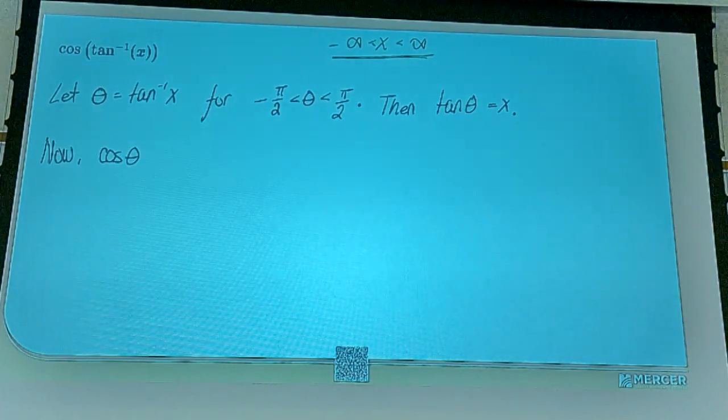What can we say about cosine? Cosine's negative on the right semicircle? No, it's positive. It's always positive. Can it ever equal 0? So can cosine be 0 for that range of theta values?